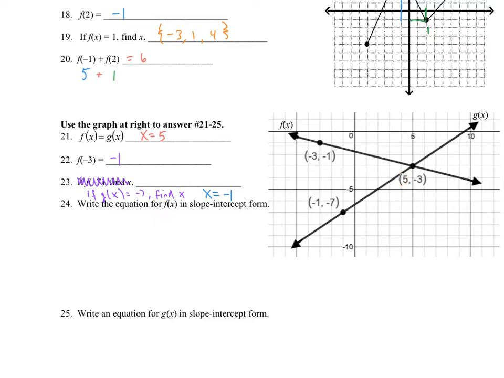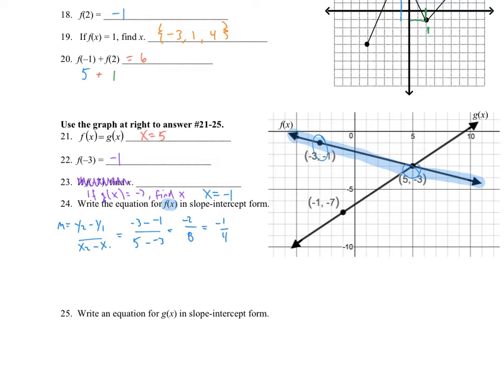So first I'll start off with f, which I'm just going to highlight, which is this line. We need 2 points, so we got those 2 points there. So I'm going to use my slope formula. m equals y2 minus y1 over x2 minus x1, which is -3 minus -1 over 5 minus -3. So that's -2 over 8, which is equal to -1/4.